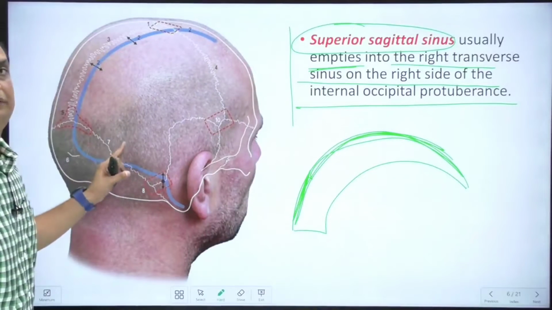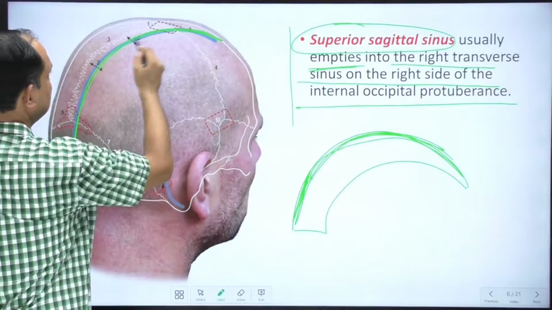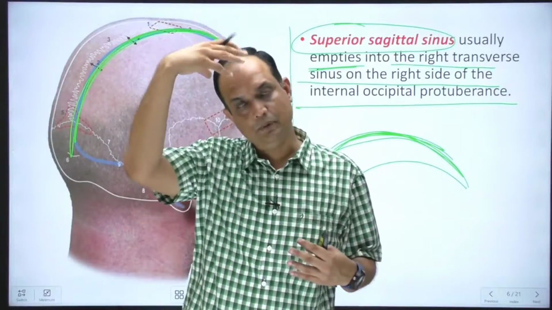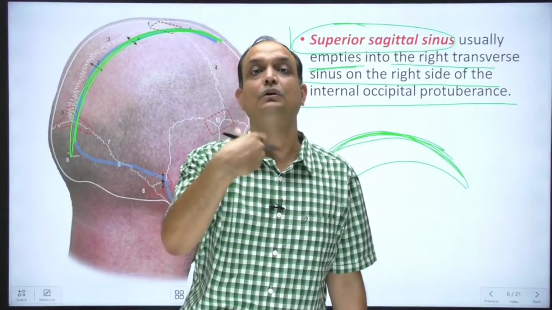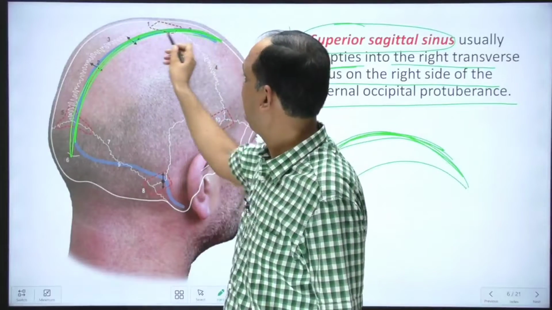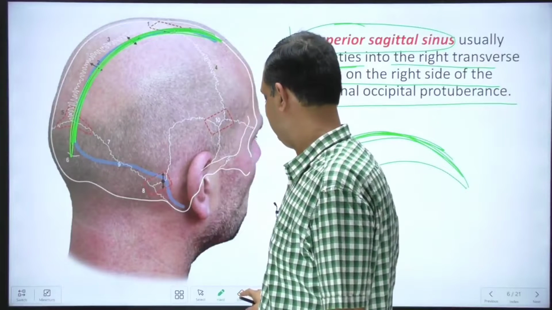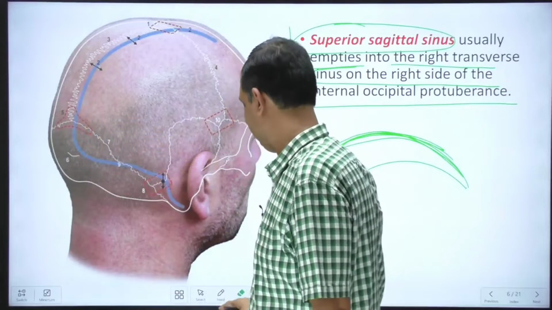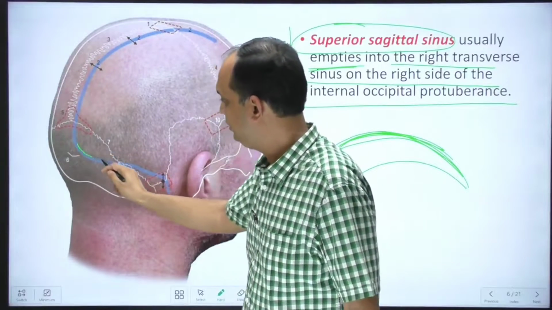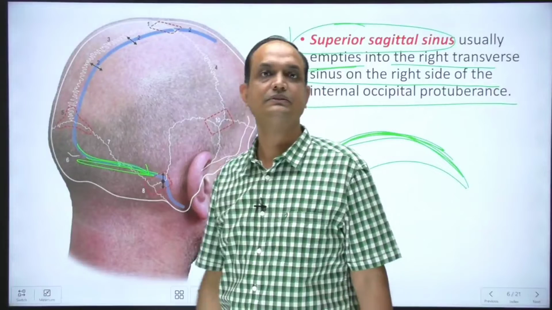Now in this picture you can see that this is your superior sagittal sinus. It is present along the inner side of your skull. When you open the cap, inside the cap you are able to see the groove. That groove is known as the sulcus for superior sagittal sinus. So here you can see the positioning of the superior sagittal sinus, just below the sagittal suture. This sinus continues on the right side as a horizontally placed sinus, known as the transverse sinus.